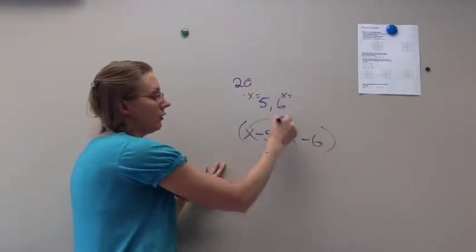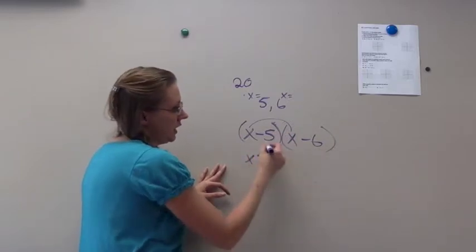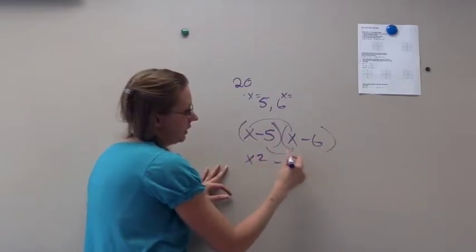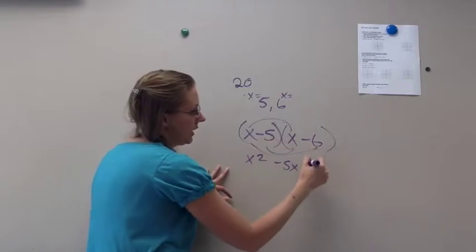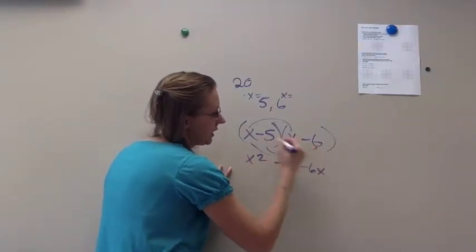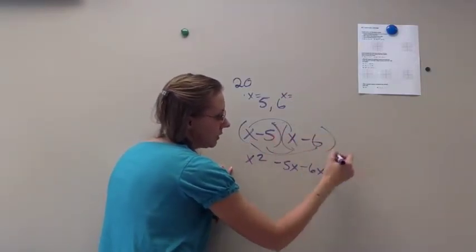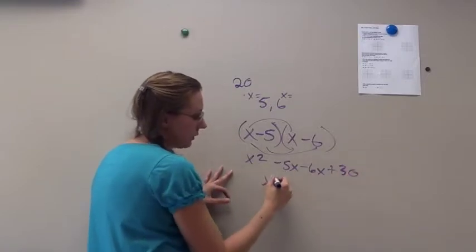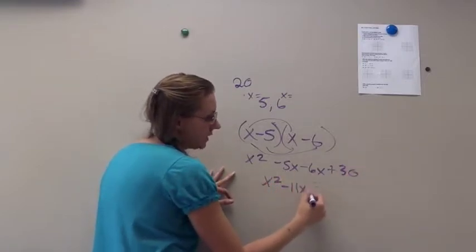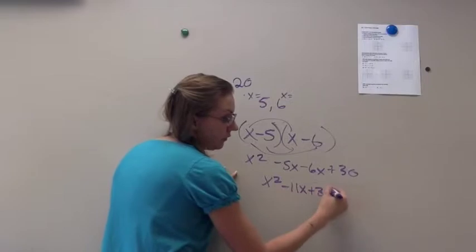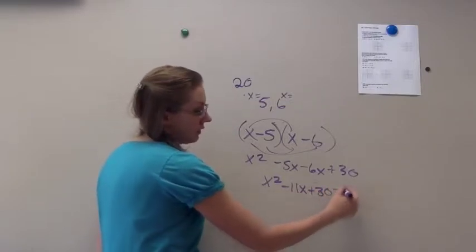From here we FOIL first, x squared. Inside, minus 5x. Outside, minus 6x. And then last, negative times negative is a positive. 5 times 6 is 30. So we're left with x squared minus 11x plus 30. And then for it to be in standard form, it must have an equal 0.